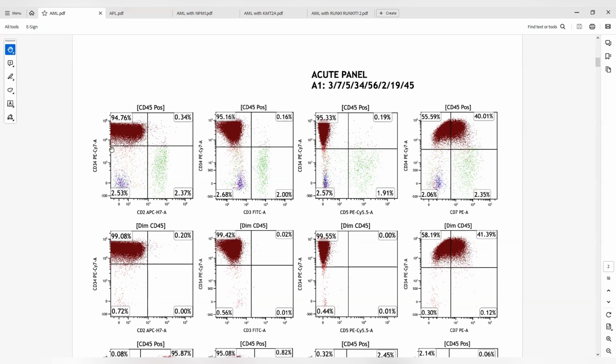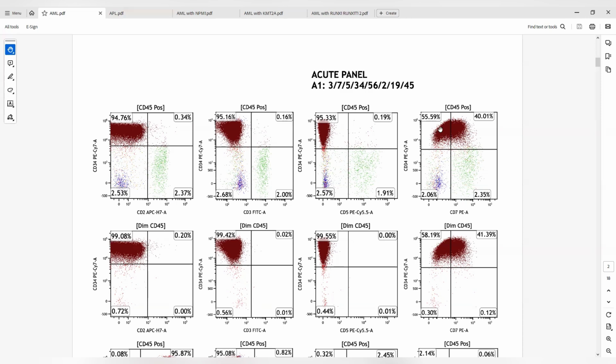So anything that is above this horizontal line is going to be positive for the marker that is here indicated on the y-axis. As for the x-axis here, we do have CD2. Anything to the right of this vertical line is going to be positive for CD2, and anything to the left of this line is going to be considered negative for CD2. So this green population here is positive for CD2, and this blue population and this brown population here is going to be negative for CD2.